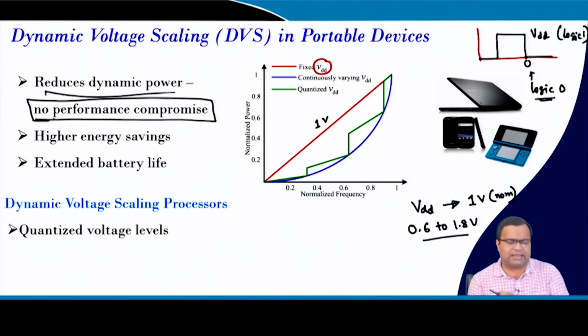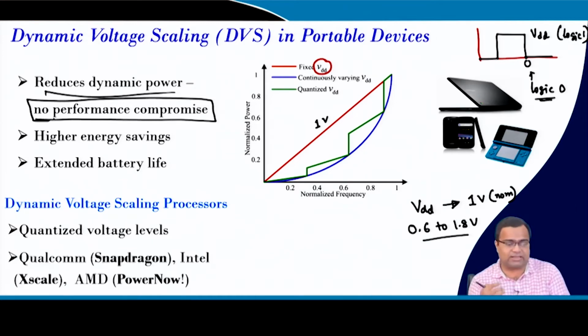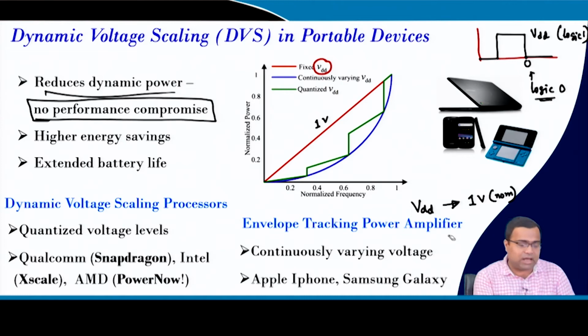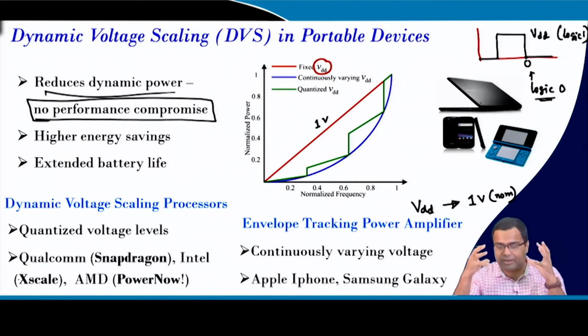So, such dynamic voltage scaling processors are very much available with quantized voltage levels, like Qualcomm, Intel, AMD. And there is another aspect, which is the envelope tracking power amplifier, because even if we talk about 5G communication, where we have an antenna in our mobile phone, the antenna is used to communicate with the nearby tower, right.